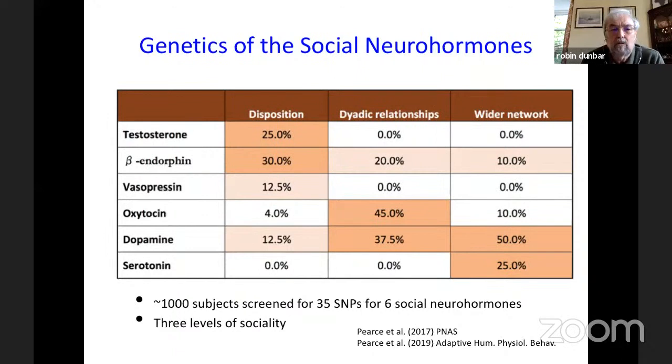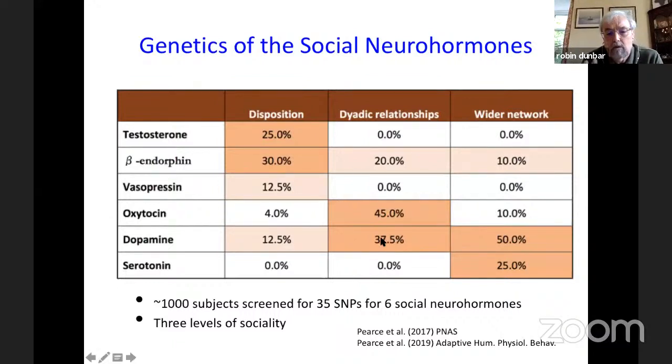So to try and sort this out, what we did was to run a very large genetic screening study. We had just over 1,000 subjects all told. They all provided us with saliva samples, and we had these assayed for 35 SNPs for what seemed to us to be the six main social neurohormones. So these are them here. They also filled in a whole bunch of questionnaires measuring their social predisposition, if you like, how warm or cold they were. That was one of them. The quality of their dyadic relationships, how attached they were with the person, how reliable and stable their relationships were, and then the measures of their wider social network and the size of their friendship circles and so on. And here's the pattern we get out.